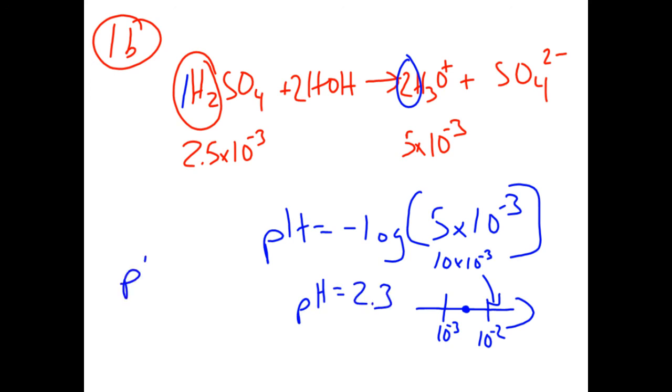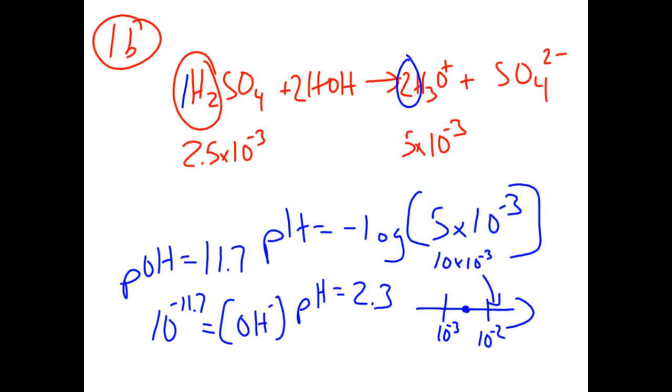I can go backwards and calculate my pOH, which would be 11.7. And 10 to the negative 11.7 is the OH minus concentration. If I do that on a calculator, I should get an answer of 10 to the negative 12th, but some number times it. So this is 1.99 times 10 to the negative 12th for the OH minus.